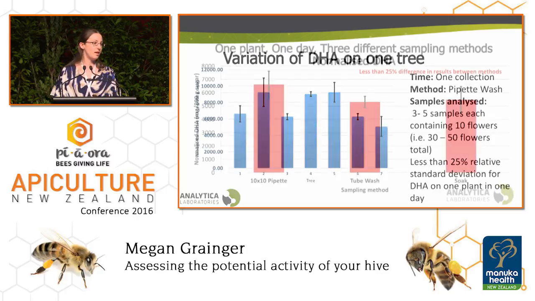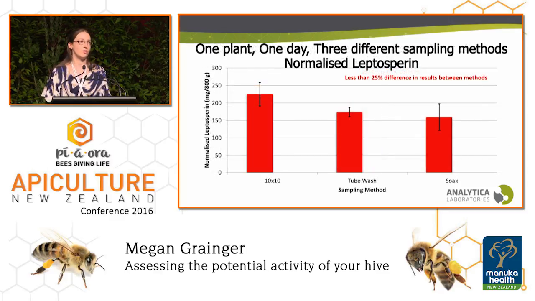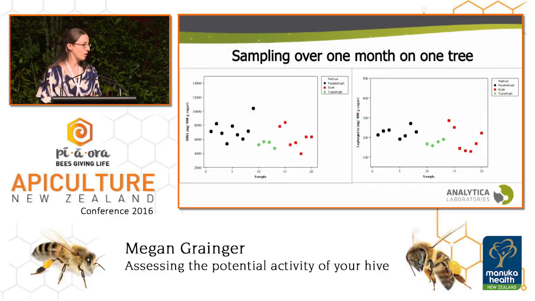So if we compare this to our 3 sampling methods for normalized DHA with our pipette method, our tube wash, and our soak, we're also seeing less than 25% variation. So you know that the 3 methods are in good agreement with each other. Likewise, we saw this for leptospirin. Over the course of an entire month, there was variation over that one tree. However, the 3 methods are once again in good agreement with the variation.